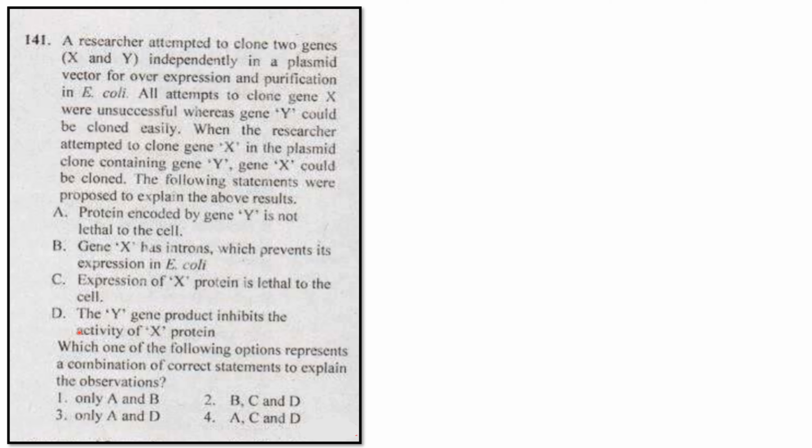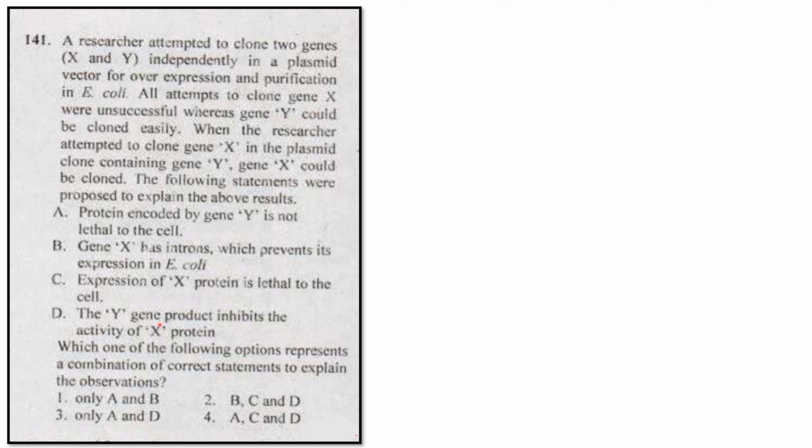Next, let's see C. Expression of the X protein is lethal to the cell. Here we know that cloning of the X gene is unsuccessful. It means maybe the X protein is lethal to the cell, and lethal means it kills the cell. So it is also correct. A correct, C correct.